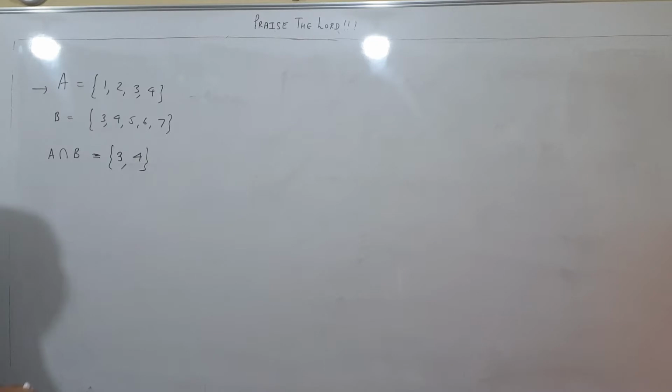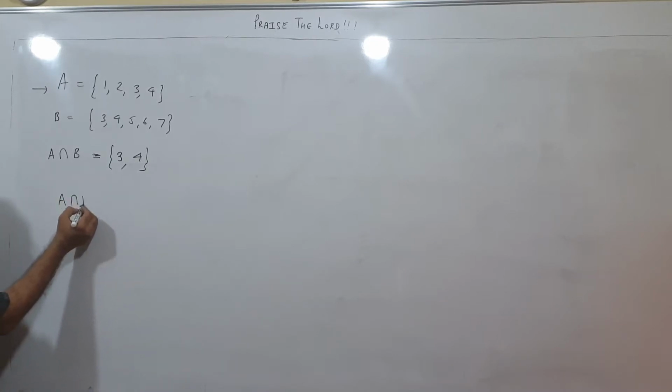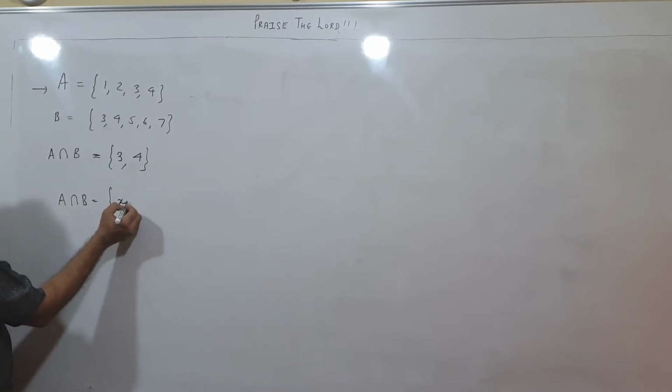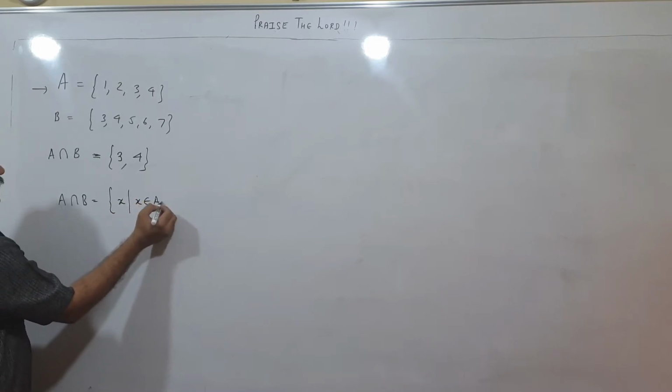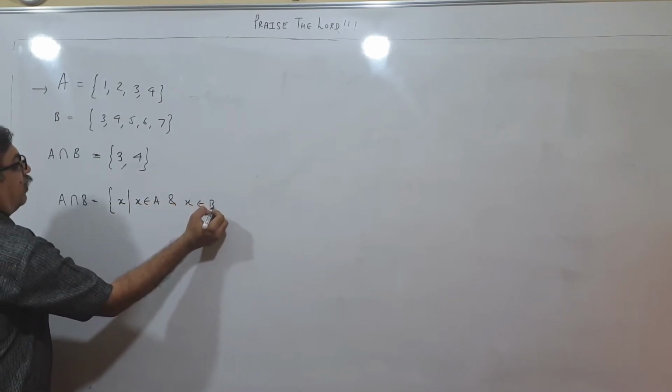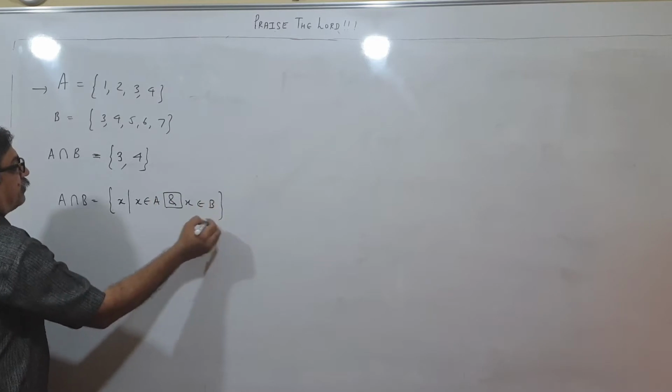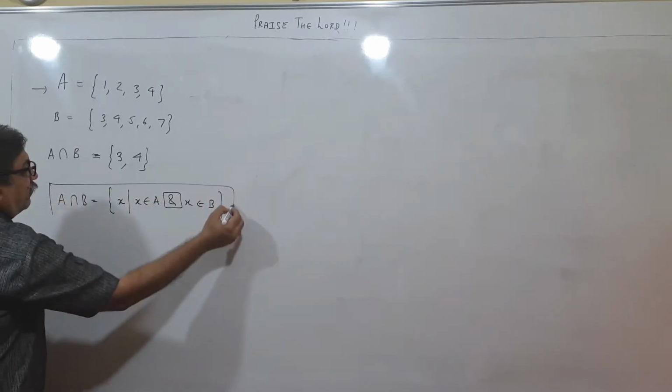So how do I define A intersection B actually? It will contain those elements x which are present in A and x belongs to B. This one is very important. This is the definition of A intersection B.